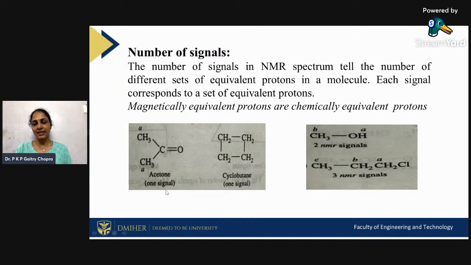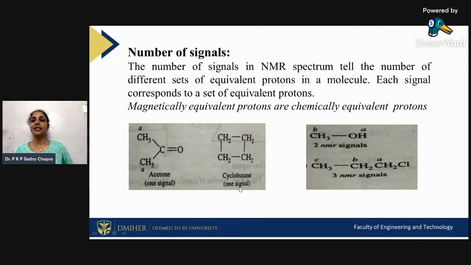Similarly for cyclohexane. In cyclohexane, we have 12 protons, but all of them are similar in their chemical as well as magnetic environment. So they are all equivalent protons. So we have a set of equivalent protons, and they will again give you only one signal.